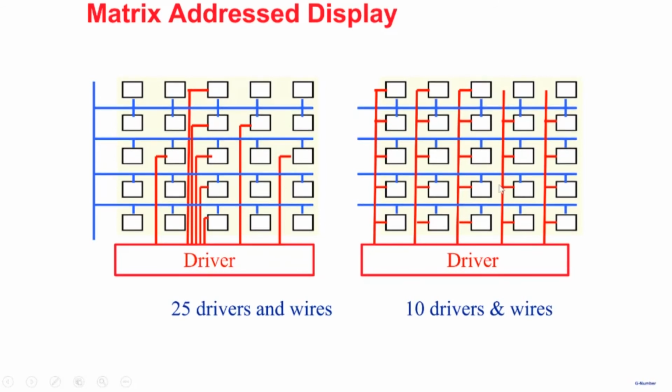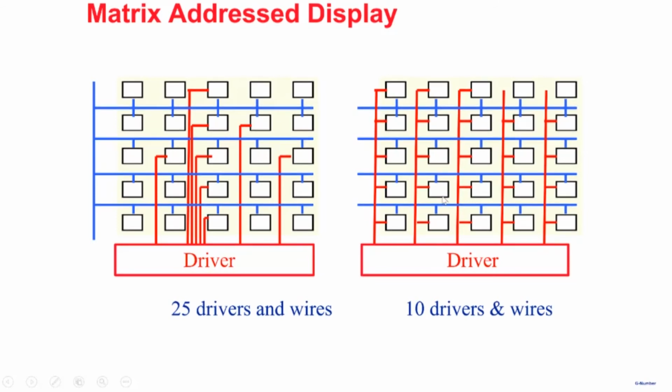And the savings become even greater if you try to do it with 100 cross 100. If you have a 100 cross 100 display, with direct addressing you would require 100 cross 100, which means 10,000 drivers, and 10,000 wires running. Here there would be 100 rows and 100 columns, so it would be only 200 external connections, 100 plus 100. So 200 versus 10,000, right? That's the savings here. So all complex displays are arranged in the form of a matrix, and the elements share rows and columns.